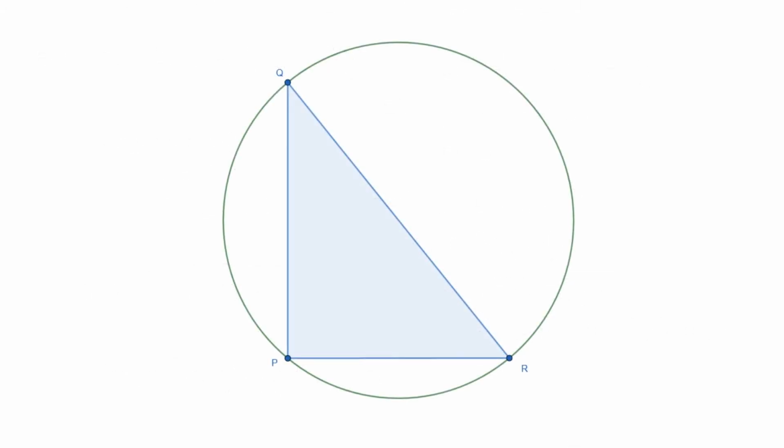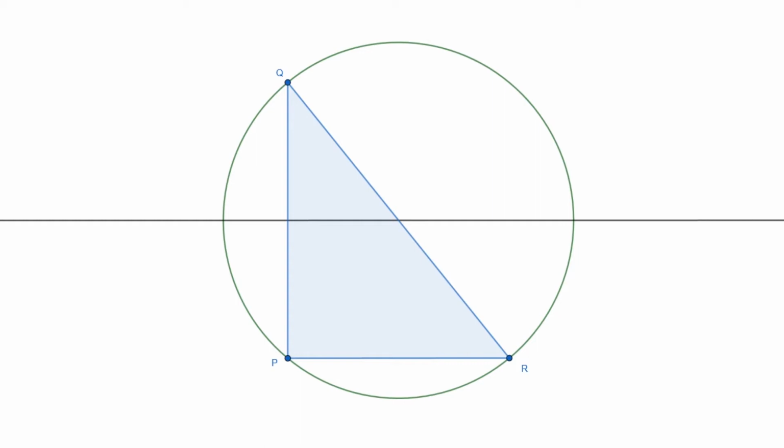An interesting situation is when we are looking at the circumcircle of a right-angled triangle. Here we have a right-angled triangle PQR. So if we look at the perpendicular bisector of PQ, because vertically the hypotenuse of this triangle has its lowest point on the same level as P and its highest point on the same level as Q, then this perpendicular bisector is not only going to cut PQ in half, it's also going to cut RQ in half.